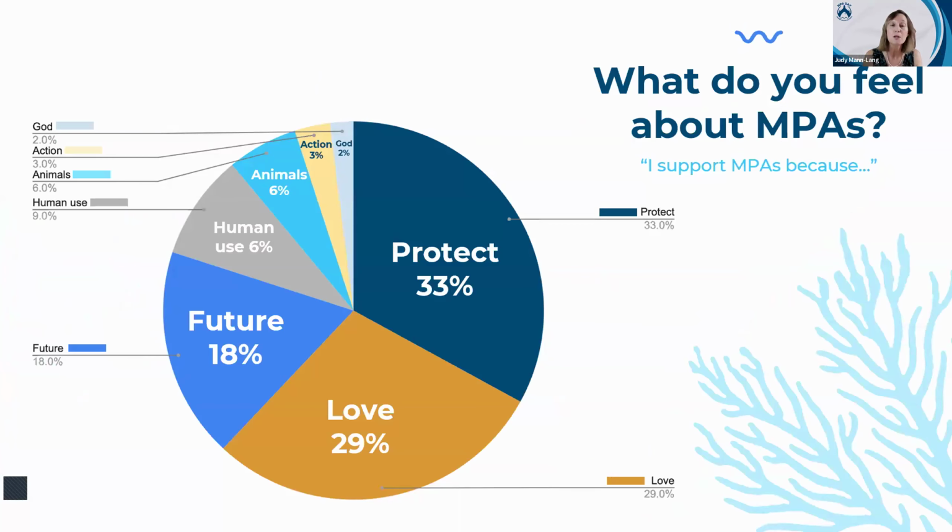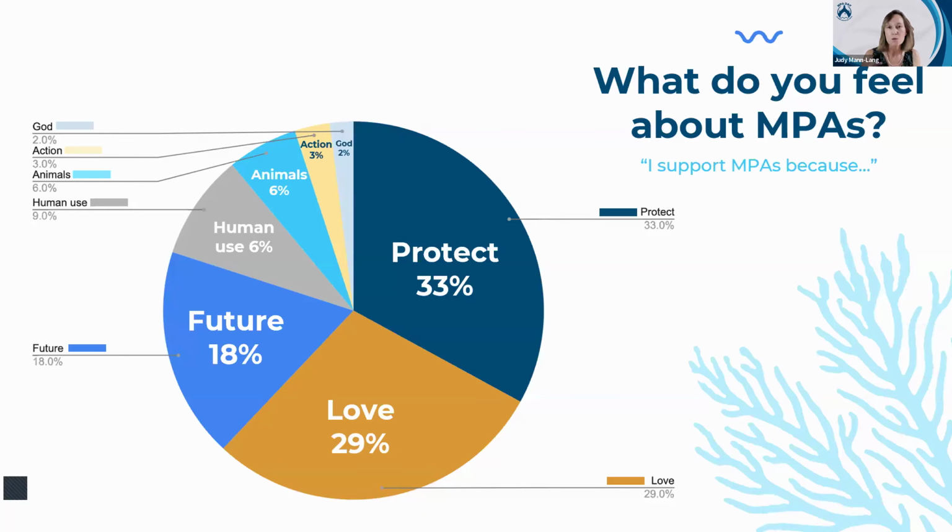33% of them said it was because it protects the ocean. Interestingly, nearly 30%, 29% said they support MPAs because they love the ocean. So we're starting to move from just knowledge to more emotions. Very interestingly, for 18% of our visitors, they said they support MPAs because they want their children to inherit a world that is better than what we have now. They are looking to the future. They want their children to still be able to swim, to go fishing, to enjoy the ocean.